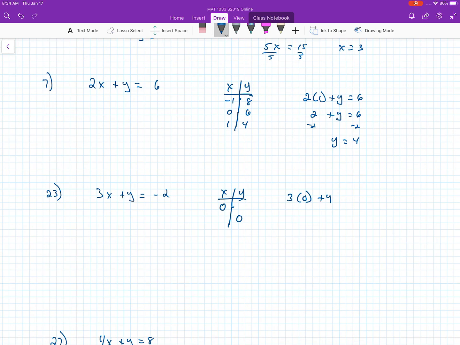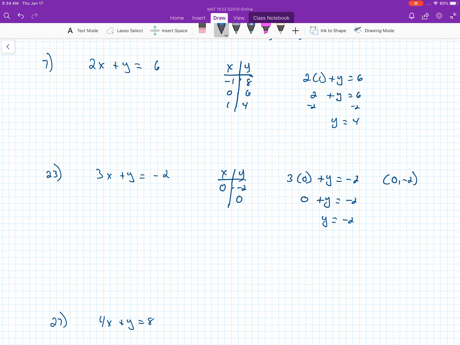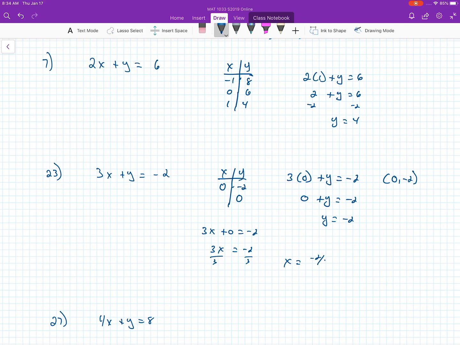So 3 times 0 plus y is equal to negative 2. 3 times 0 is 0, and you notice that by making x 0, we get rid of that variable, so then y is equal to negative 2. So then my y-intercept is (0, -2). Now the next one, I made y 0, right? And by doing that, I get rid of that variable. Now I divide both sides by 3. And I get that x is equal to negative 2 over 3. So then my x-intercept and my y-intercept are the following.